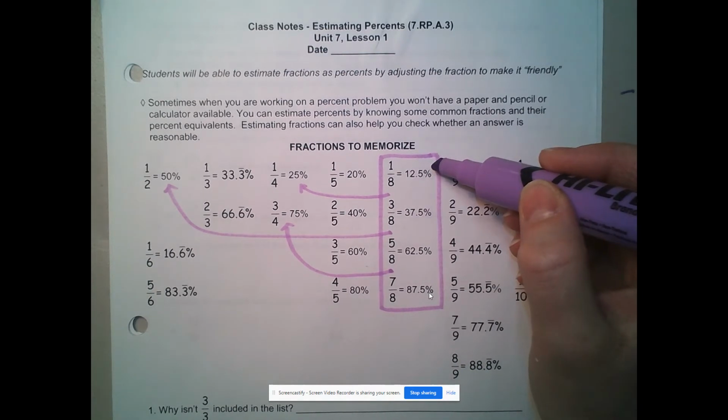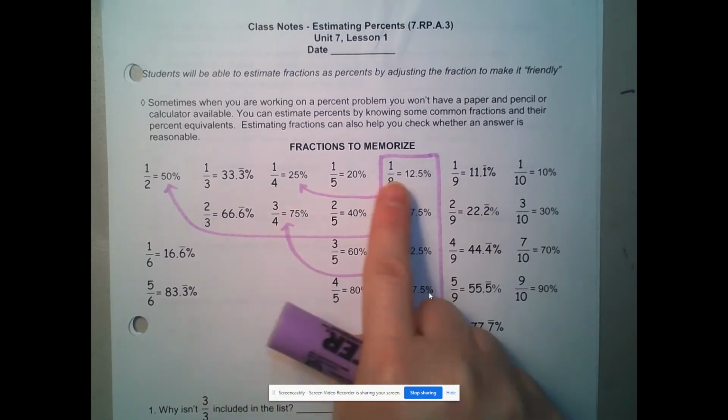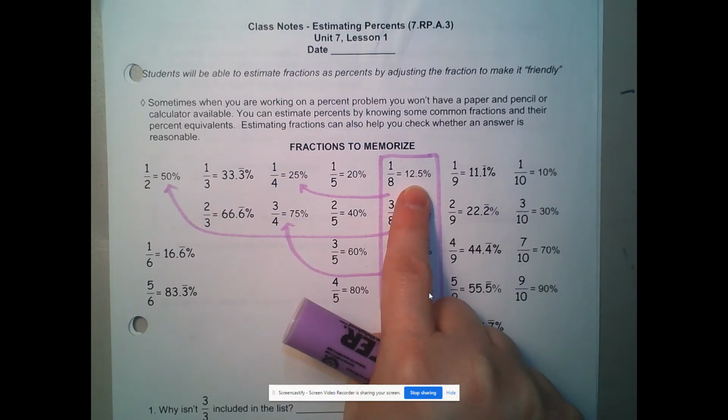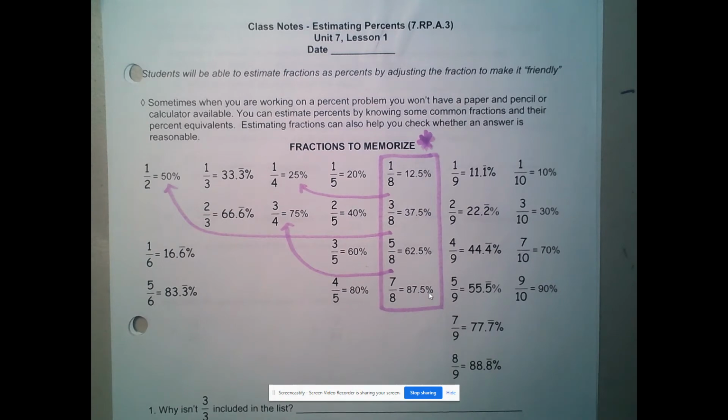So every eighth is worth 12.5%. And you're like, well, that's a weird one. It's really not. 1/4 is 25%. Half of that, or 1/8, is 12.5%. So most people need to spend a little bit of time memorizing those.